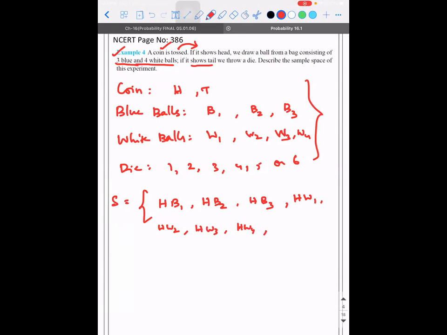Similarly, when tail comes, what is he going to do? He is going to roll a die. So he has got a tail. What will be the subsequent step? Rolling a die. When he rolls a die, he can get a 1, T1. He can get a 2, T2, T3, T4, T5, T6. Guys, are you able to understand?